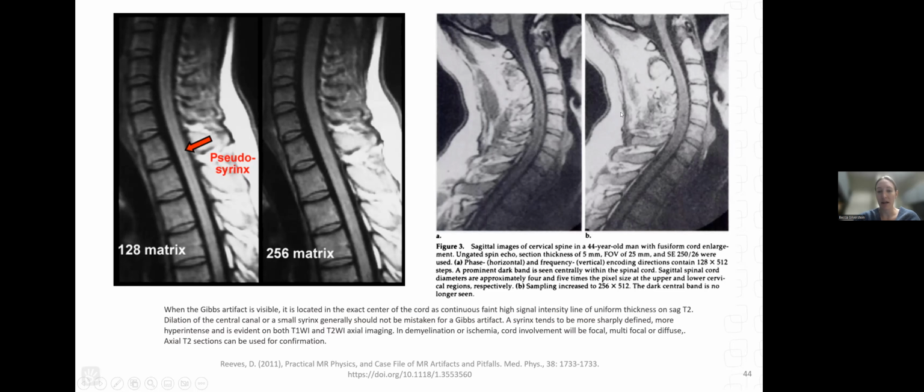Again, same thing here on the right-hand side. On the sagittal, you see the hypointense lesion through the center, versus when you increase the power, it's now gone. And again, you will not see these on axial cuts because of the way the field of view looks. Between a syrinx and this artifact, a syrinx tends to be more sharply defined and more hyperintense. It is evident on both T1 and T2 imaging, and you'll also see it on the axial imaging. So this is an interesting artifact that can be confused with pathology as well. So it's always important to look at multiple views, multiple different angles.